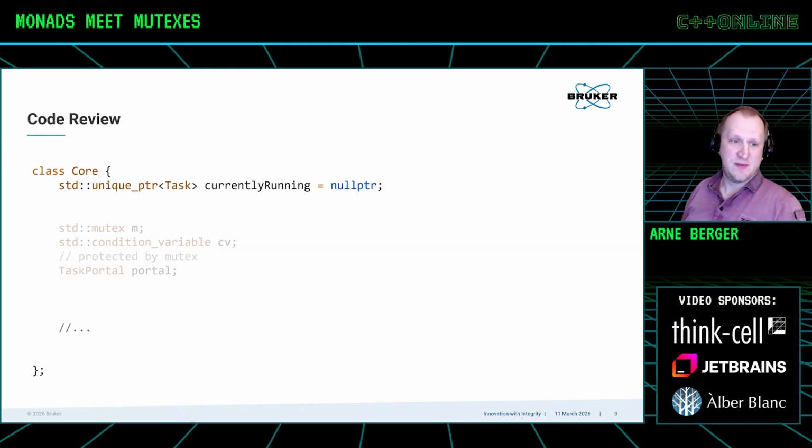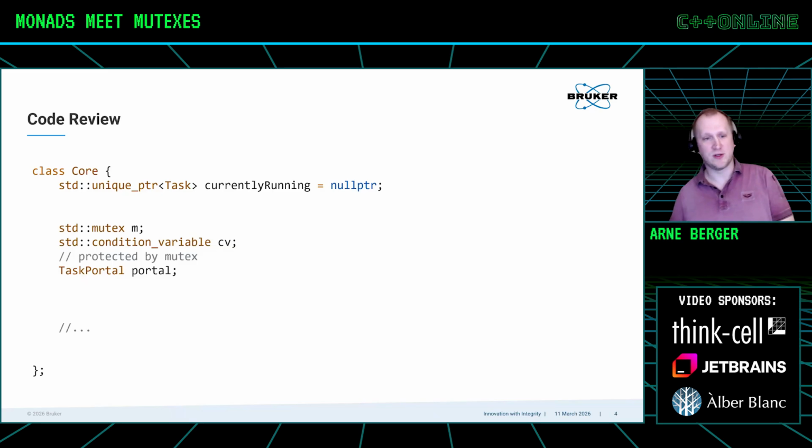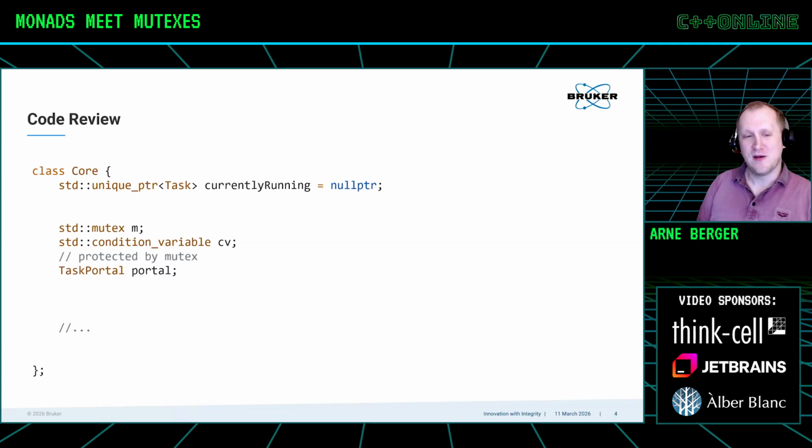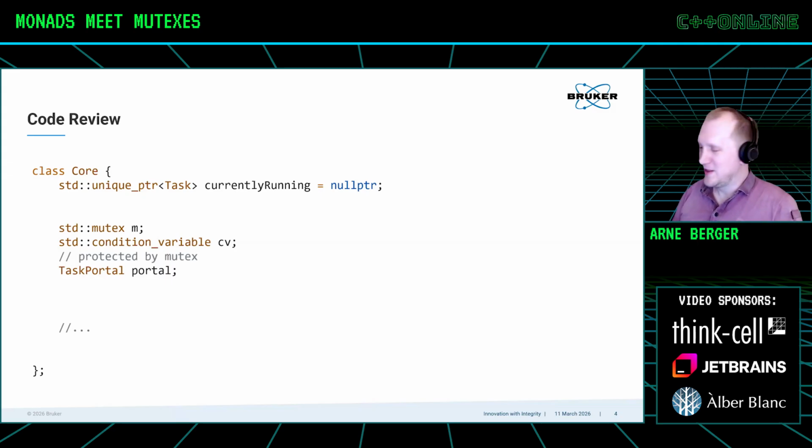And then it has other members. One of them is a mutex and a condition variable. And then it has a so-called task portal, where the details don't matter that much. And then it has this comment here, this suspicious comment, "protected by a mutex". And that was the first thing where I noticed, this comment might tell me something.